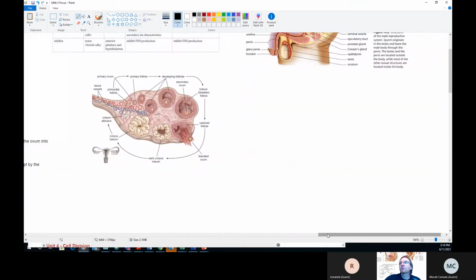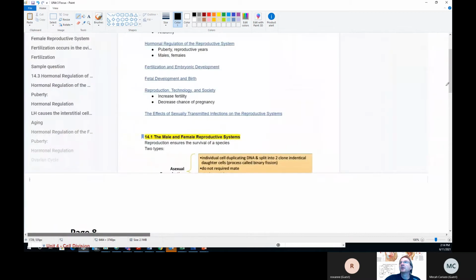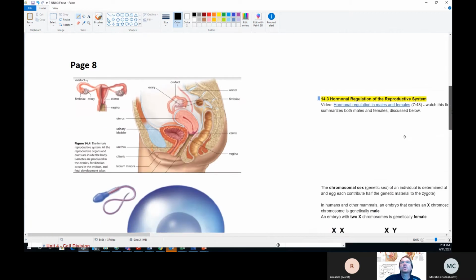Right, I'm just going to scroll over to where the key structures are. Here we go, page 8. So there's the ovary. We had a zoomed in view of the ovary, so now this is zoomed out, more regular sized, if you like.